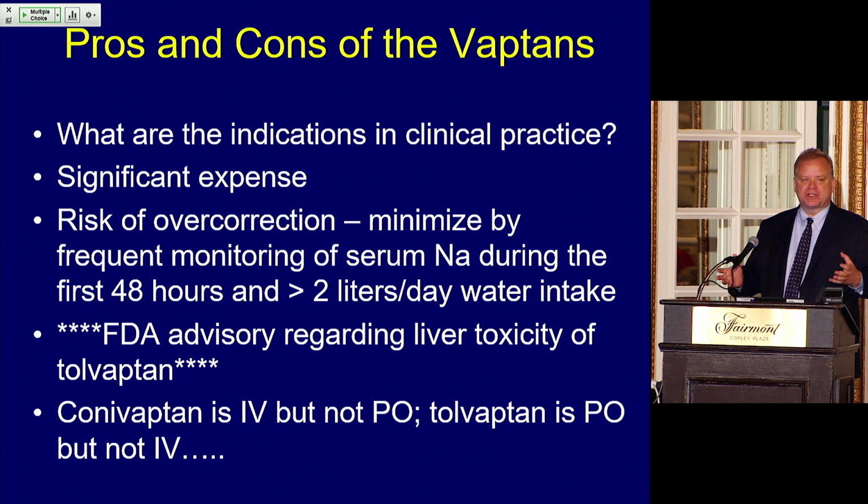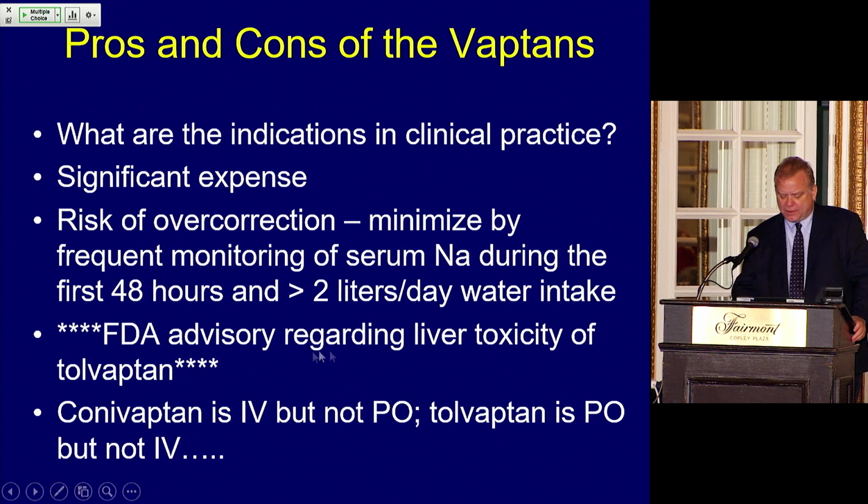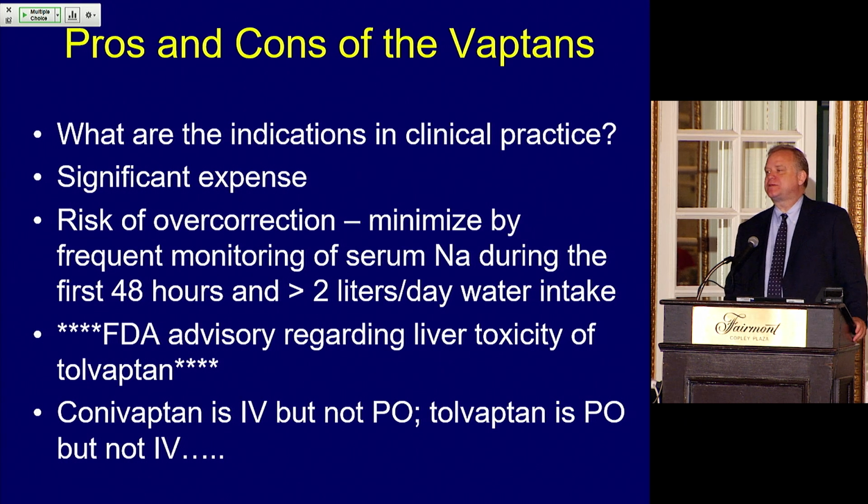Where we often use it at the Brigham is in the heart failure patients who simply cannot restrict their fluid intake any further. And this helps them correct their serum sodium and, along with diuretics, manage their severe heart failure. Again, though, this FDA advisory regarding the liver toxicity of tolvaptan limits its use to less than 1 month.